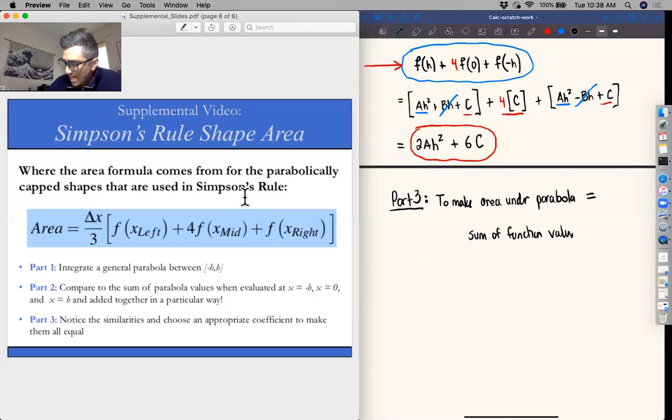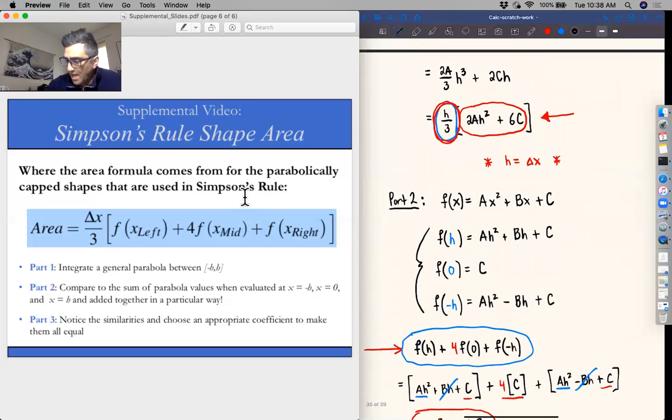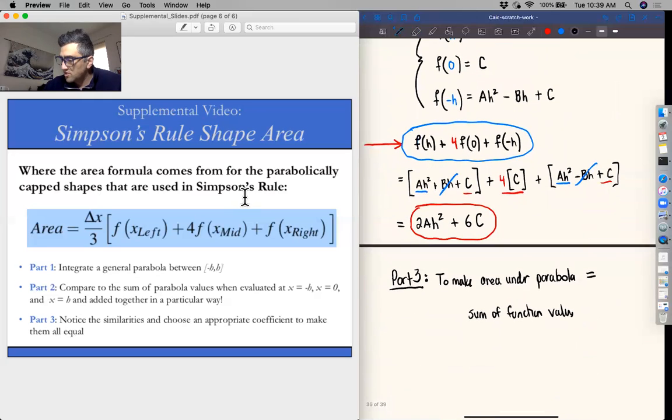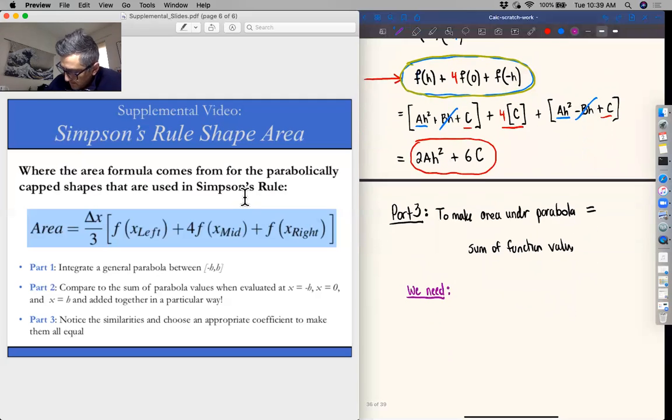what we need to consider then is, again, we have h over 3 times 2ah squared plus 6c. So what we're going to do is just take that summation of function values, and on top of that, multiply it by h over 3. So we need h over 3, and then times that special sum of function values, f at h, plus 4 times f of 0, plus f at minus h.